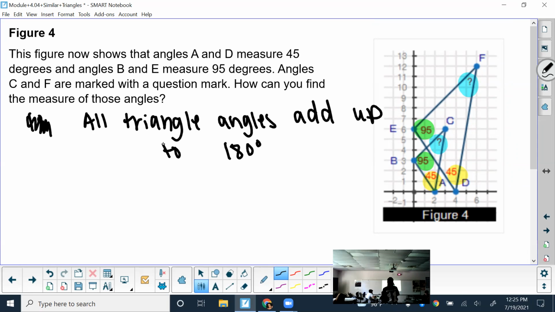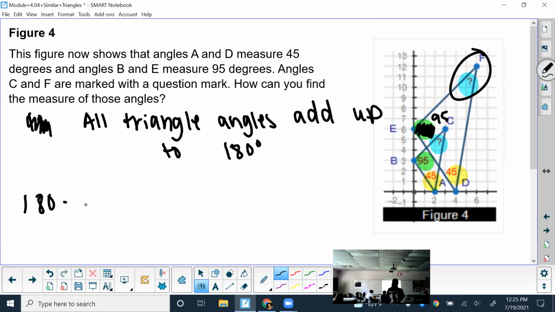If this one wasn't labeled, so I'm just going to black it out, I can still figure out what angle F is because I know that E corresponds to B. If that wasn't already there, I could label it because it is labeled on the other triangle that's similar. Does that make sense? So I can figure out what F is even if I only have the other angle labeled. So figure out what angle F is, what angle C is.